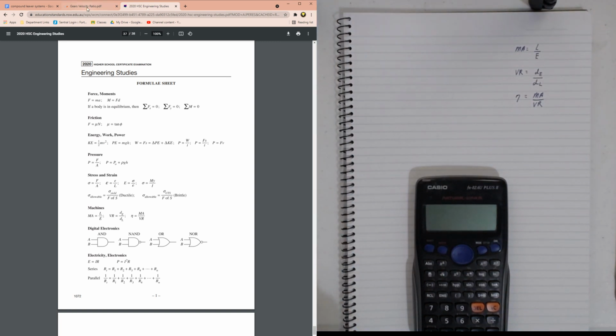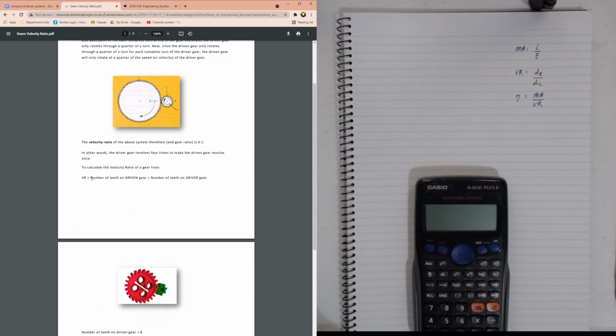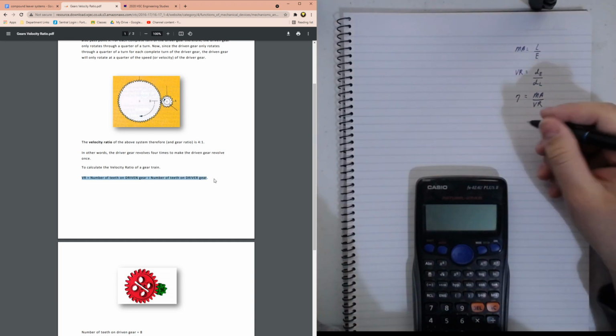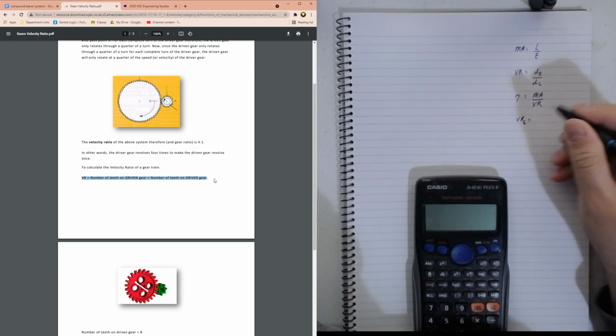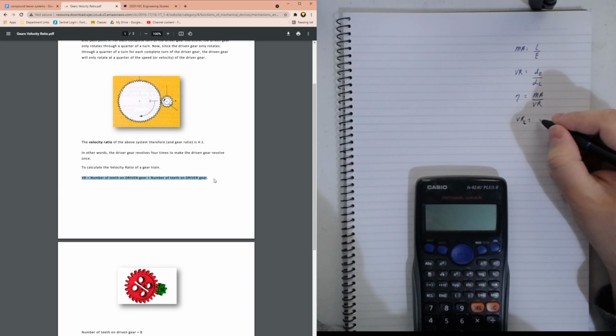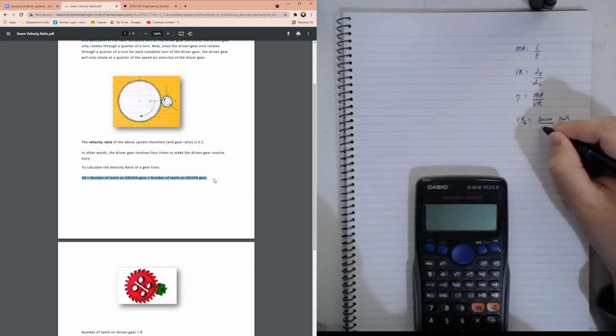The other things we have, if we look at gears, over here we find velocity ratio of gears is the number of teeth. Velocity ratio, let's just call it G, equals the number of teeth on the driven gear, so driven teeth over driver teeth.